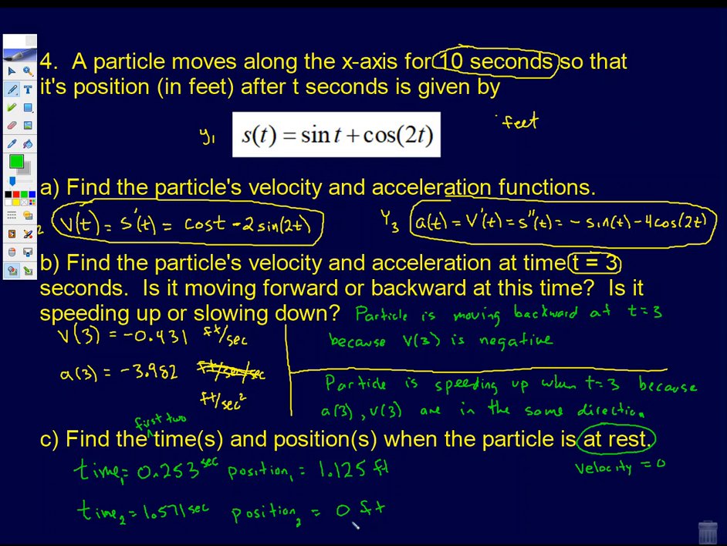Then I plugged that into the position function. I actually got 0, which tells me that at that instant, not only was it sitting still, but it was sitting right on the middle of the number line at 0 feet.